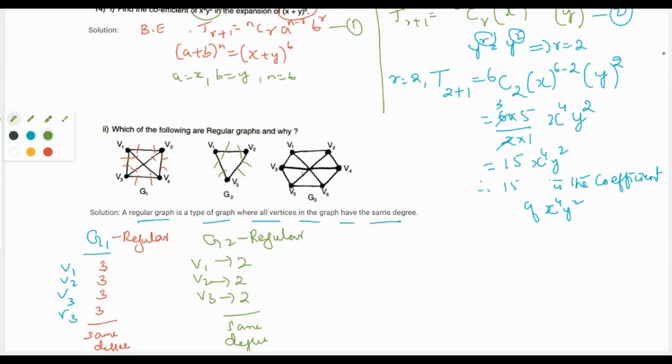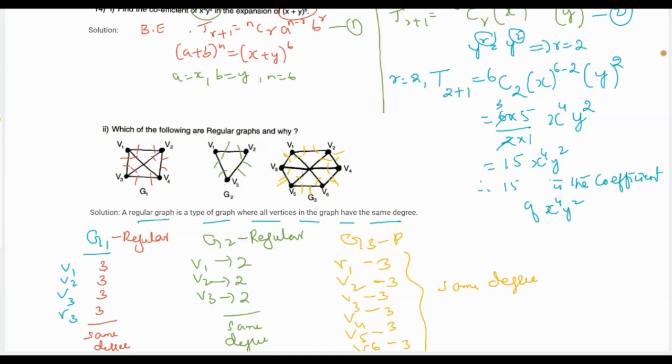Then going with the next one, G3. G3 has V1, V2, V3, V4, V5 and V6. V1 is 1, 2, 3, degree 3. The second is also 3. The third is 1, 2, 3, 3. Then V4 is again 3. For V5 it is again 3. So all these degrees are the same. If it has the same degree, the graph is regular. Therefore, all the three graphs given are regular graphs.